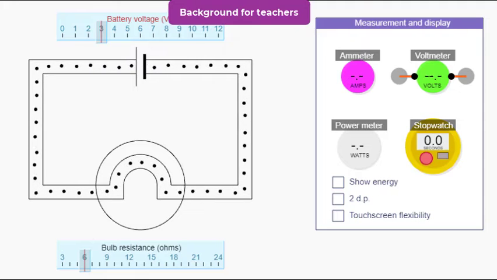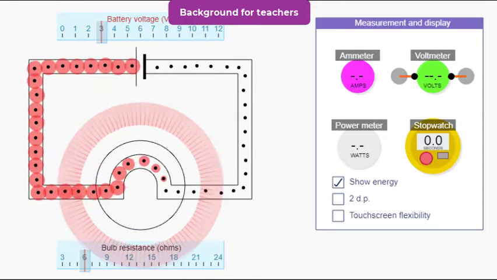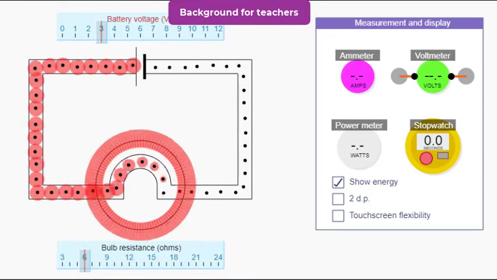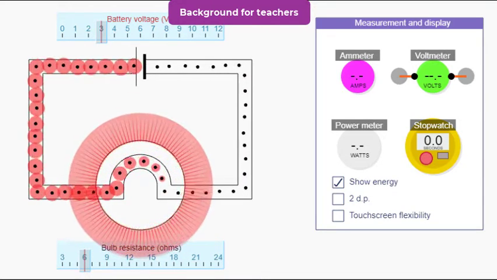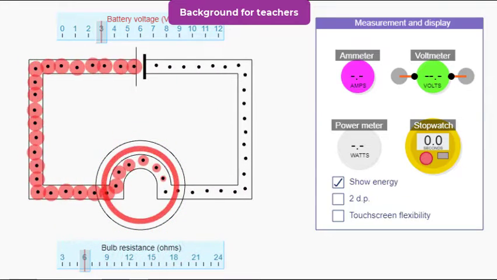This is how I'd use the simulation in front of a class to explain the relationship between voltage, current and resistance. I'd introduce it by saying something like, we've seen that current is just the flow of charges, which we represent by these black dots, and voltage is something like the amount of energy that each charge carries, which we've represented by the amount of red stuff per black dot. Now let's see what happens when we change the voltage of the battery and the resistance of the bulb.